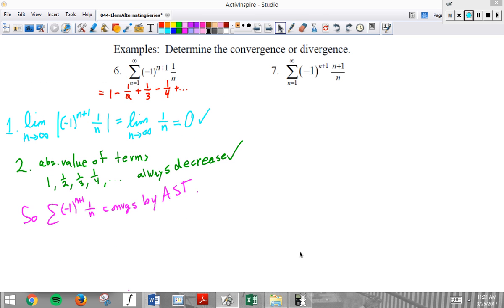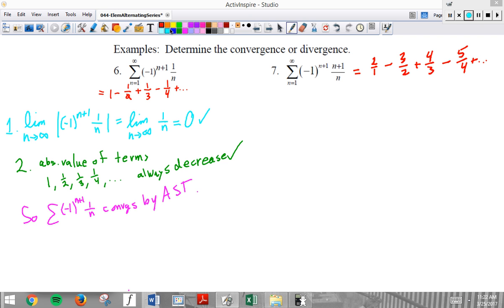Okay? Now, this other one. What does this series look like to us? Let's write out our first few terms. So for n equals 1, we get positive 2 over 1. N equals 2, we get negative 3 over 2. For n equals 3, we get positive 4 over 3. Negative 5 over 4. Plus ... Okay?